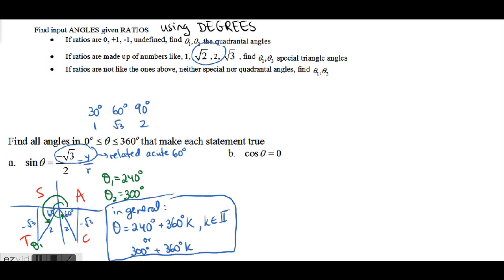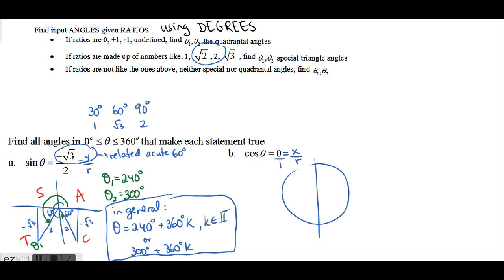We have cosine is equal to 0. So definition for cosine is x over r. So this is not written as a ratio, so I'm going to record it as a ratio. We have a radius of 1, and x coordinate is 0. So there is no triangle here. This one is an actual quadrantal angle here, okay?